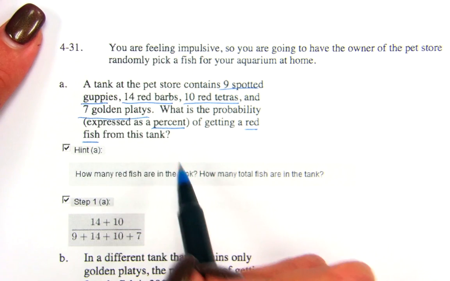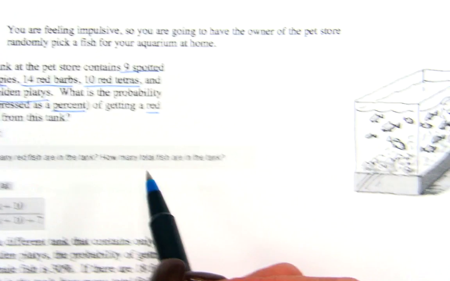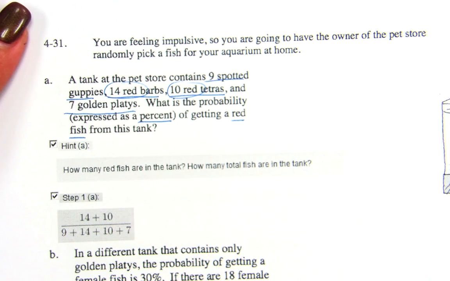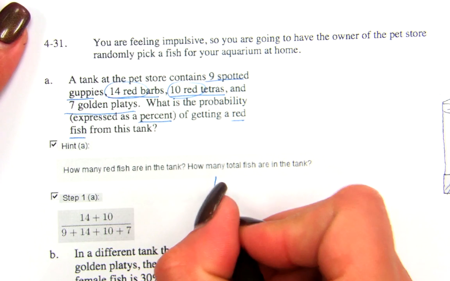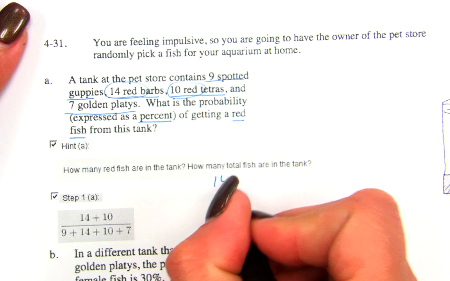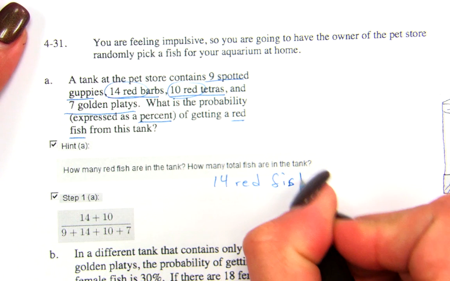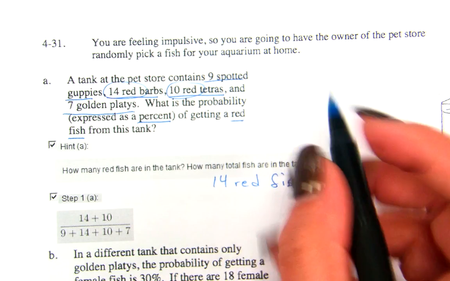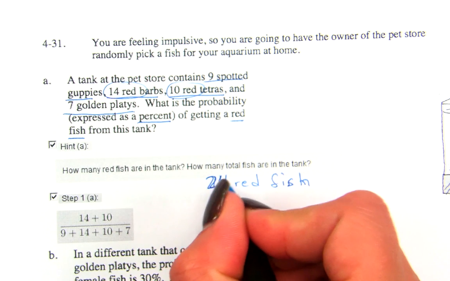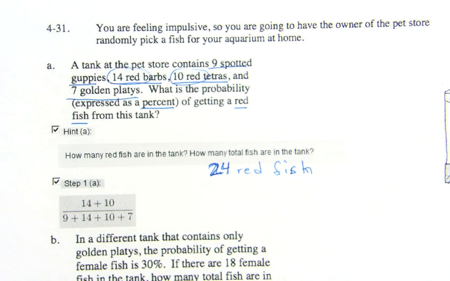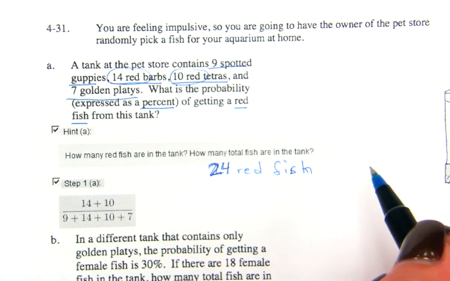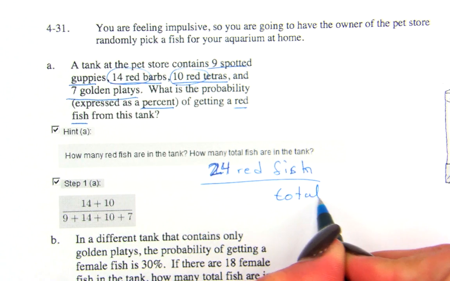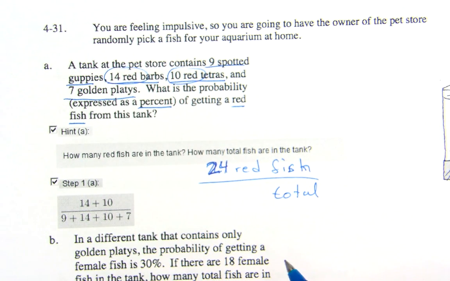Okay, well, how many red fish are in the tank? Well, let's see. You have 10 red. You have 14 red, right? So total is, okay, 14 red fish. Oh, 10. Oh my goodness. 24. Duh. Okay, and then how many total fish are in the tank? So it's part over whole.